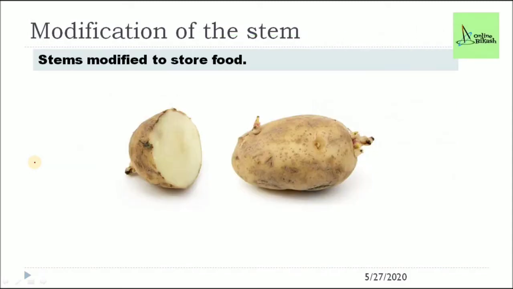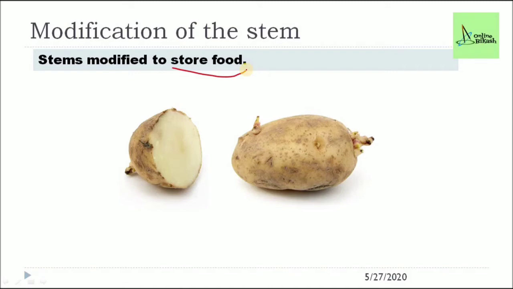Now we will discuss the modification of the stem. In the part 1 video, I discussed the modification of roots. So in this video, we will discuss modification of the stem. The first thing is stems modified to store food. Modification of the stem means what? The basic or primary function of the stem is to hold its branches, leaves, fruits and flowers. Yes or no? Besides this, it can also store food. This is the additional function of the stem. So that's why we can say that it is a modification of the stem.